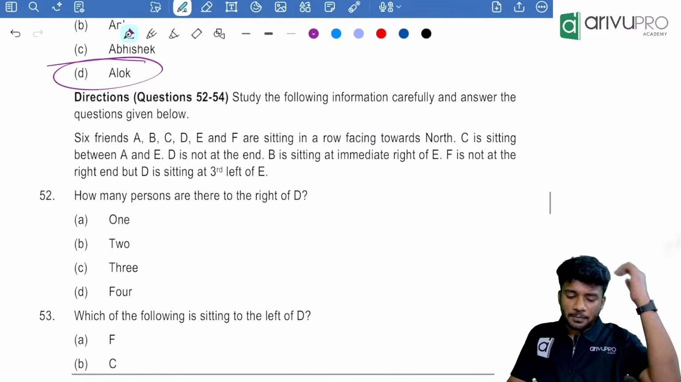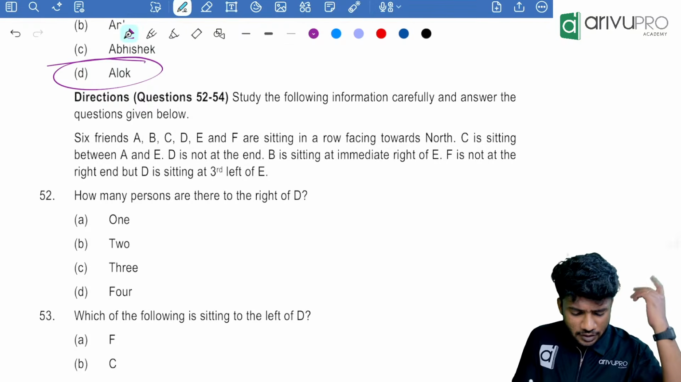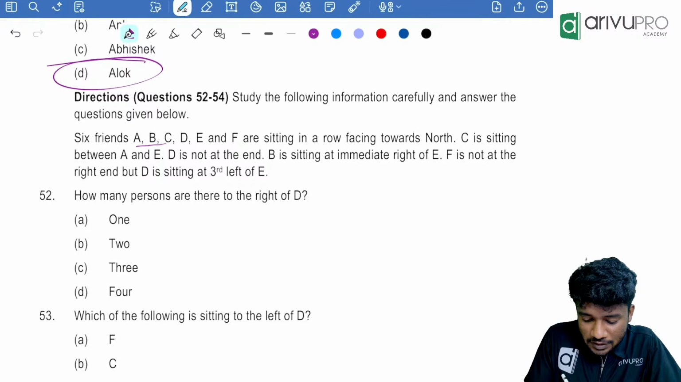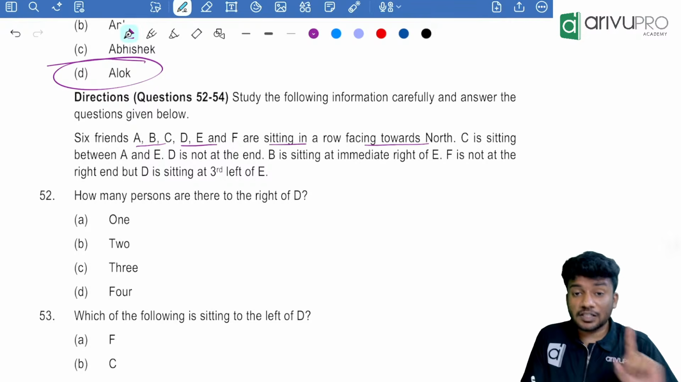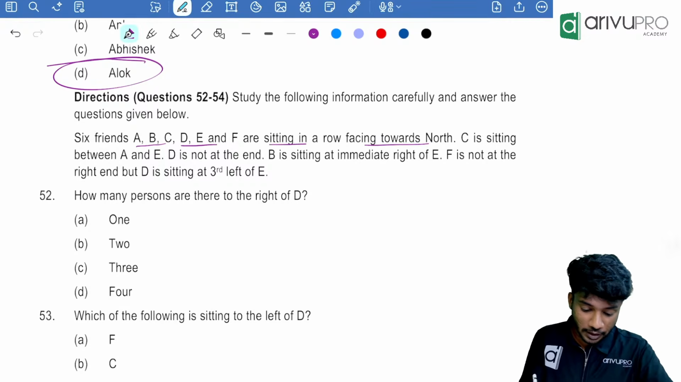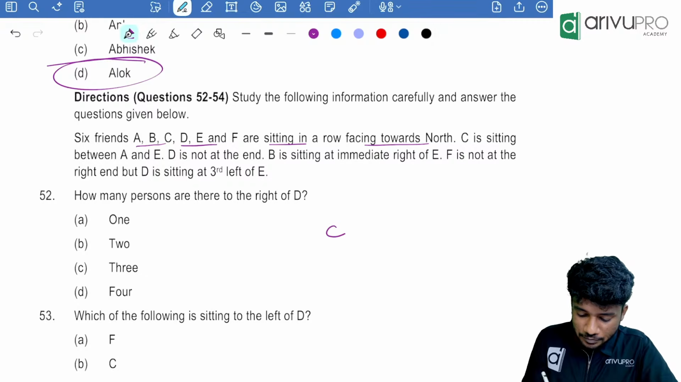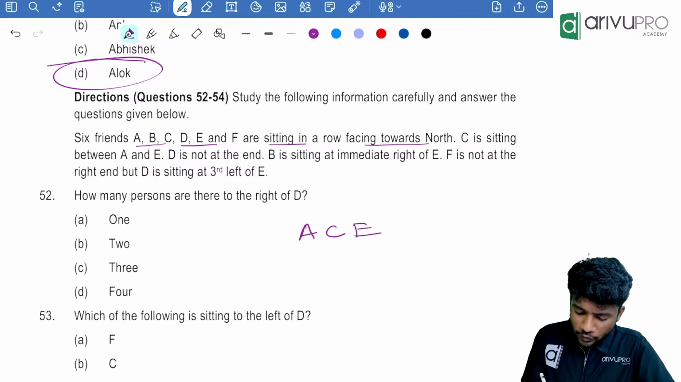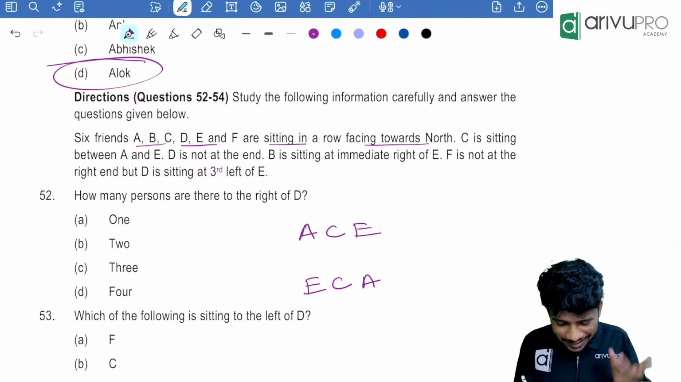Yes. Look here. Study the following information carefully and answer. Okay, done. We will read it. 6 friends A, B, C, D, E, F are sitting in a row facing north. North direction they are looking. C is sitting between A and E. Or we can say that C is between E and A. 2 possibilities. Let it be there.